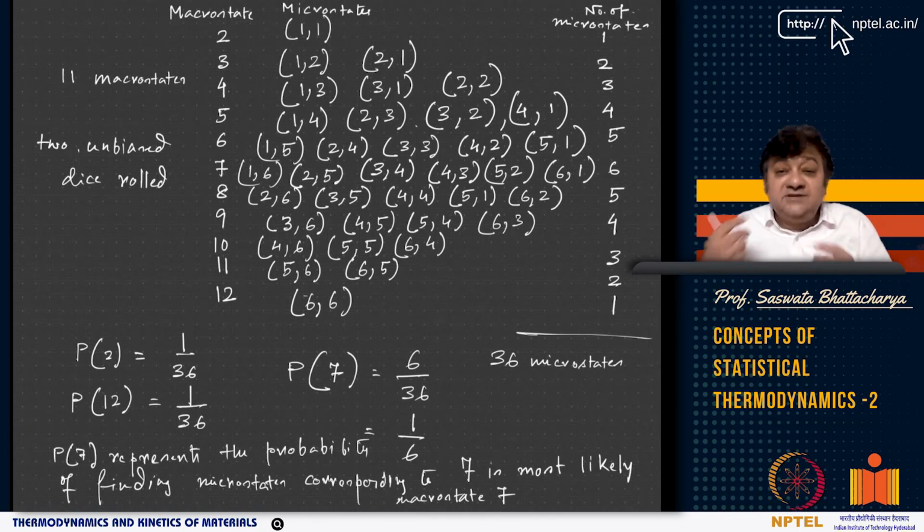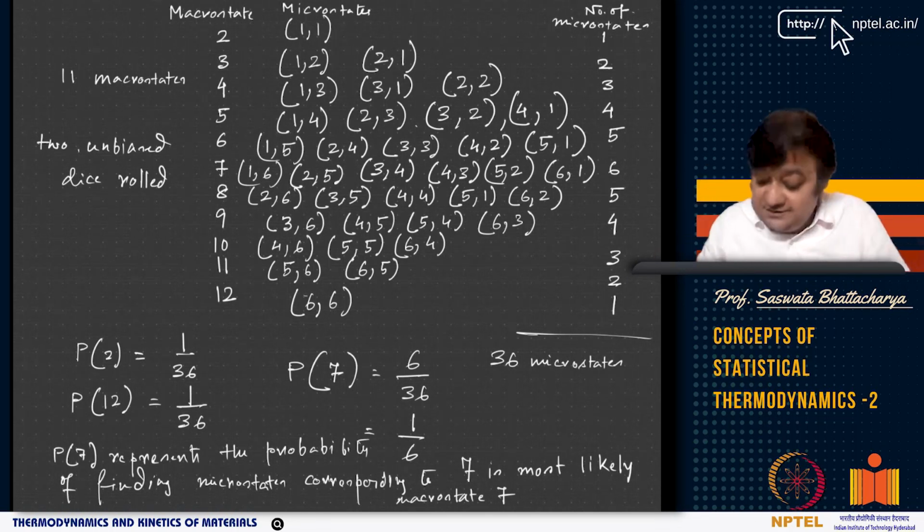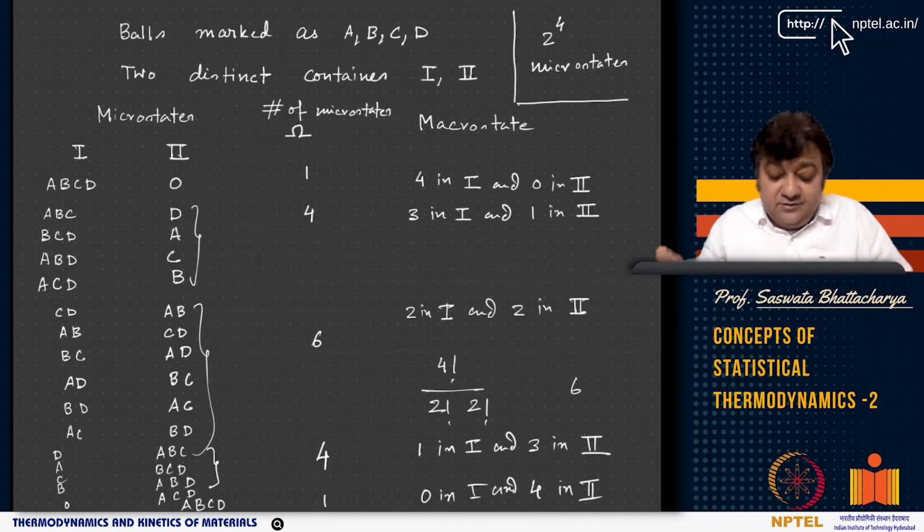Now, this is for a very limited number of outcomes. Think of this: when my numbers become very large, then the probability of finding the most likely macrostate increases to a very large number. It is several orders of magnitude greater than the least likely ones. So this is something that we have to understand.